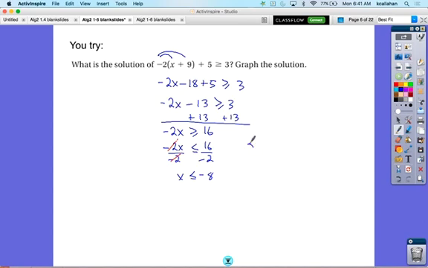So I'm going to put in the -8. To the left of that should be -9. To the right should be -7. Oops. Should be closed circle because of the or equal to. And it's less than, which means the shading should be to the left.